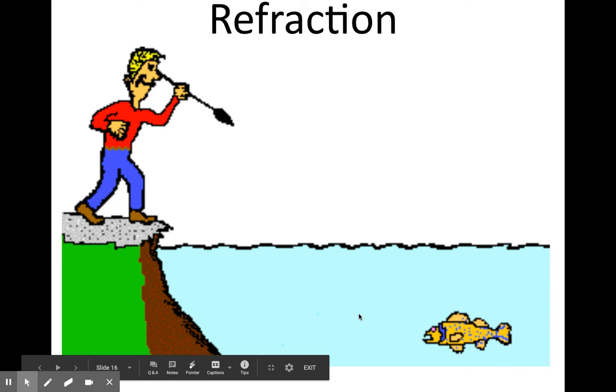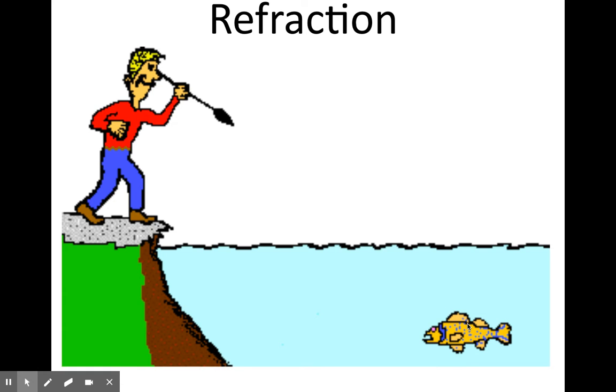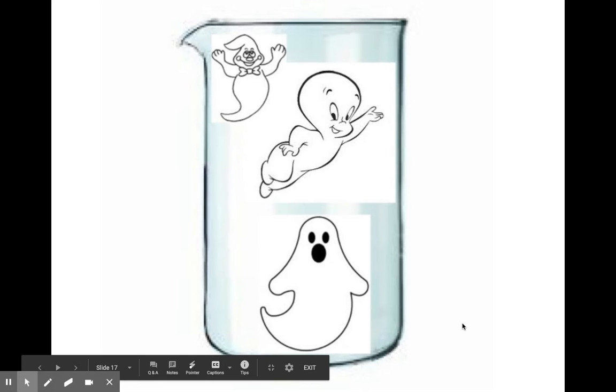So if you ever found yourself in the wilderness and had to kill a fish with a spear or grab one, this is where we think it is. We always have to grab behind where the image is. So if we see a fish in the water here, that fish is really back behind where we see it because that light has been refracted.